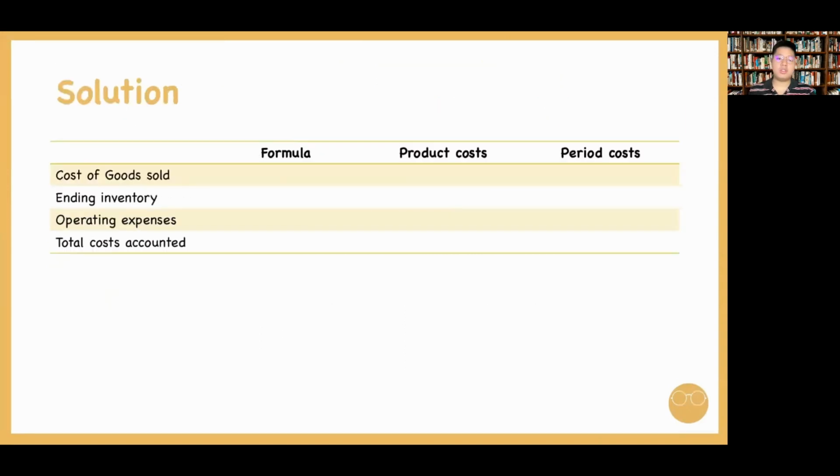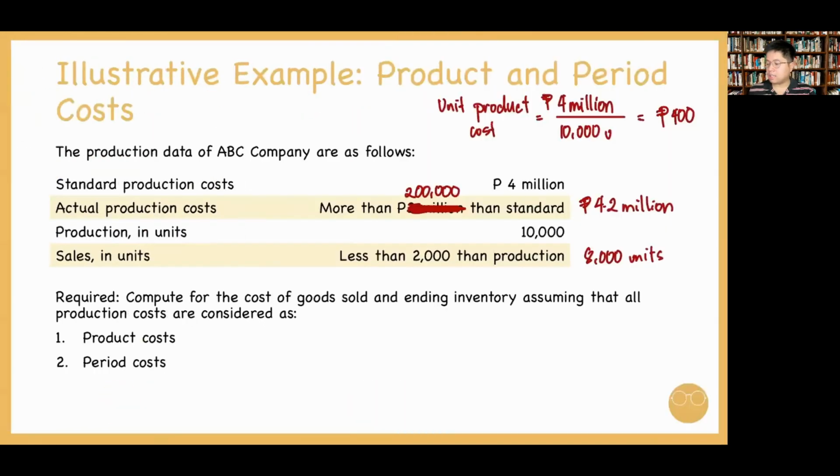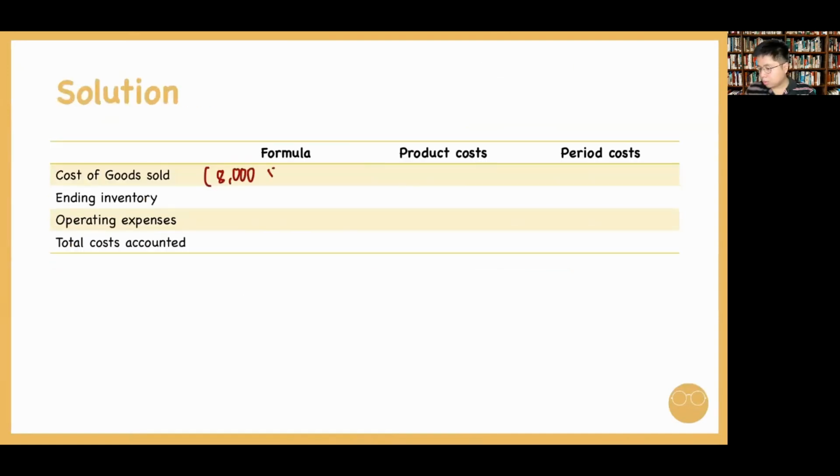We have here the cost of goods sold. We can compute it by multiplying the number of units sold. In this case, that is 8,000 units multiplied by the standard cost of 400 pesos per unit. 8,000 multiplied by 400 pesos. For the product cost, that will be 3.2 million pesos. And for the period cost, that will be 0.